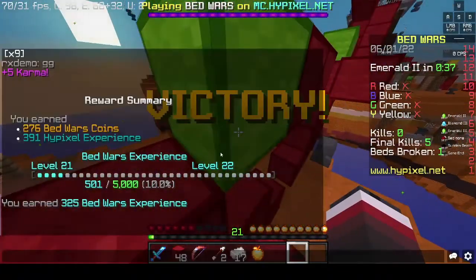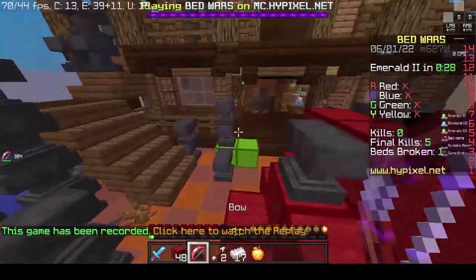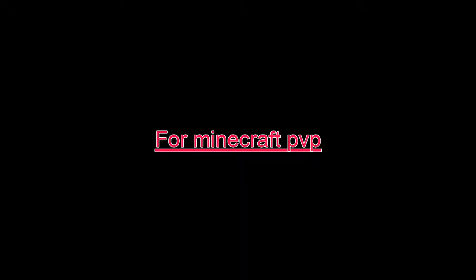And that's how you win a Bed Wars game, using a squared plus b squared equals c squared. Stay in school, because you're gonna need it. For Minecraft PvP, of course.